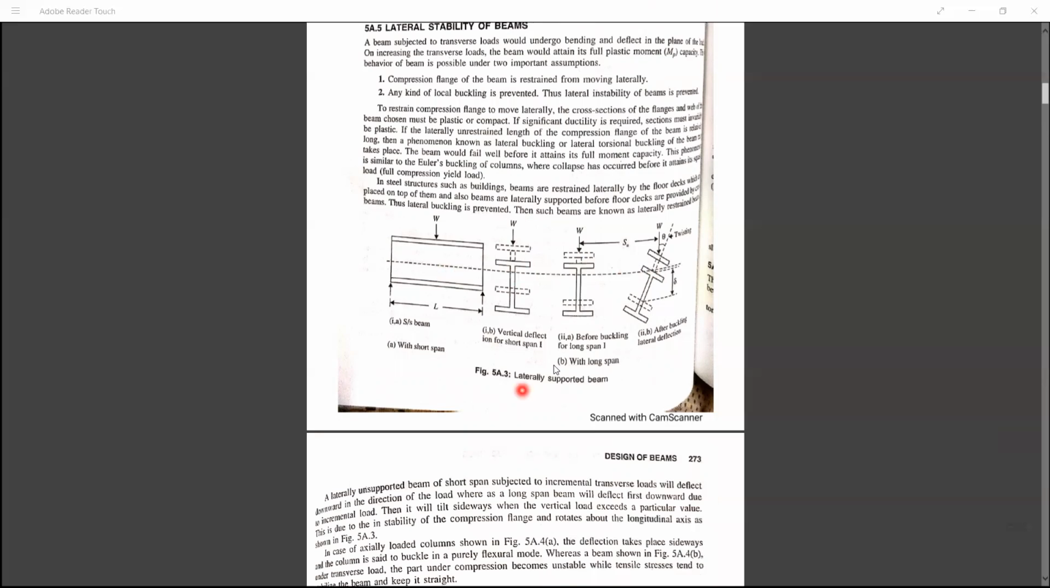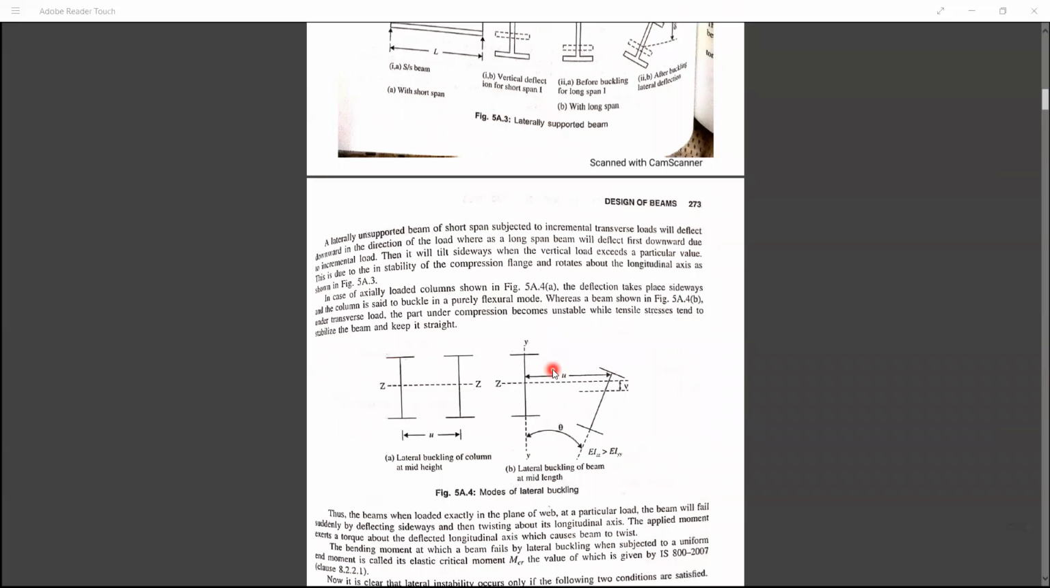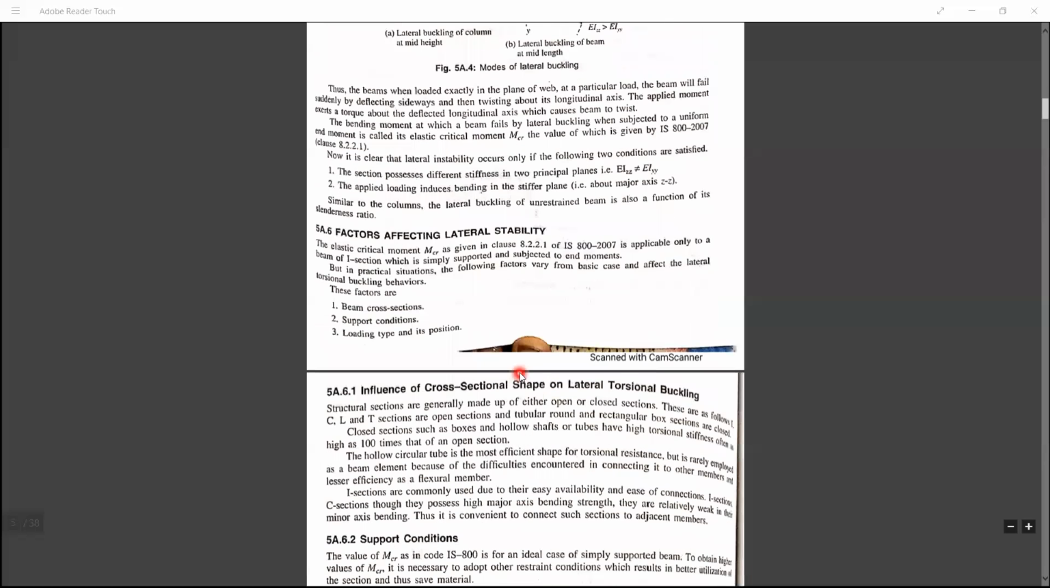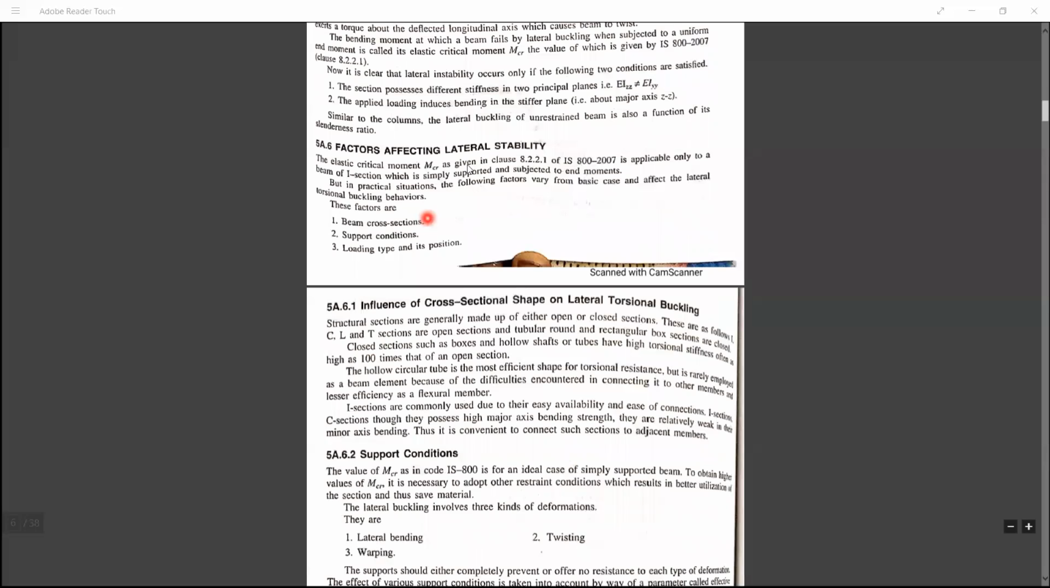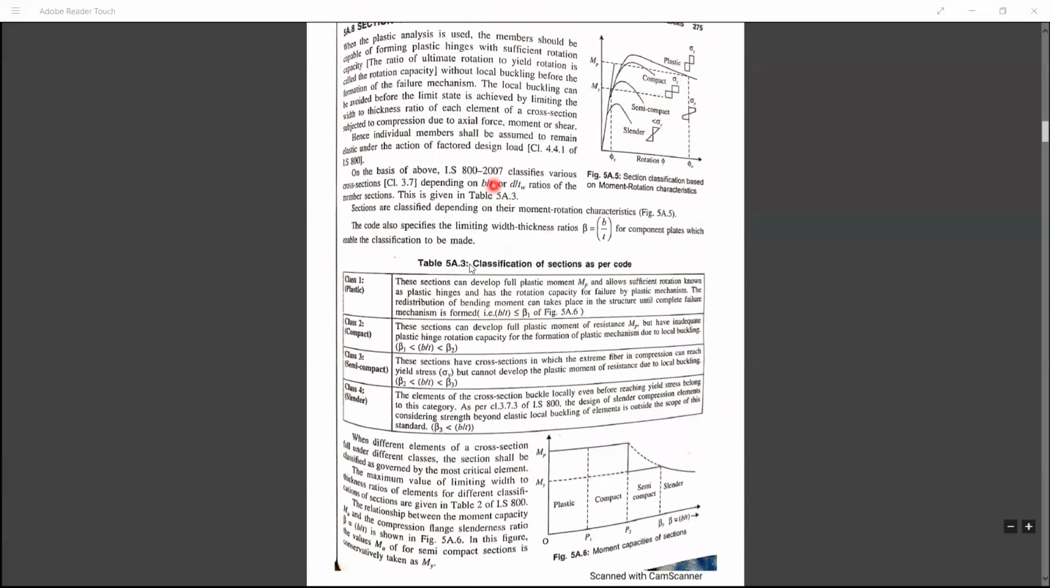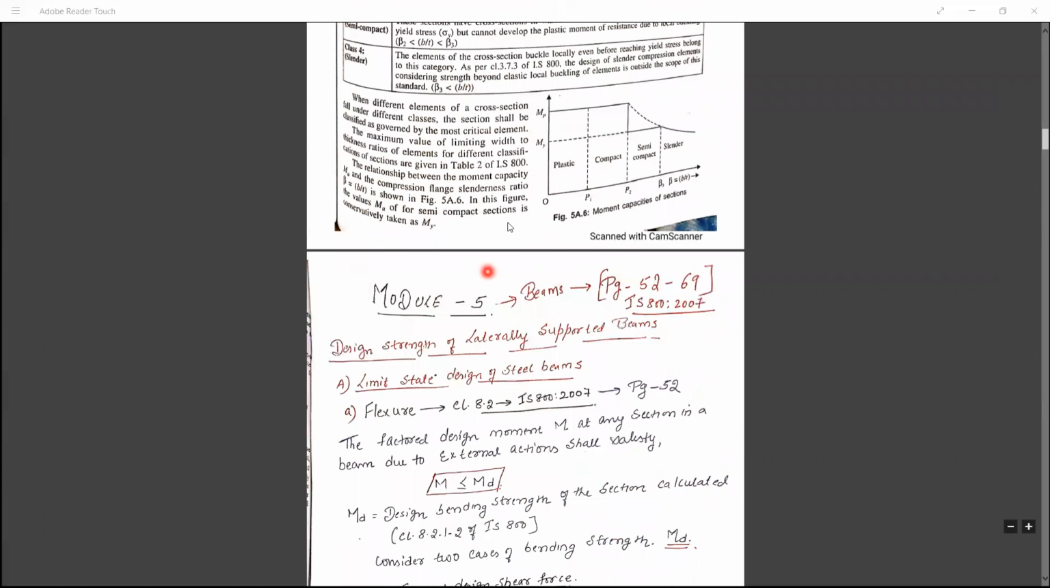During this phenomenon, there are different types of beams like main beams, secondary beams, and wide flange beams. These are all very important factors. These are the factors leading to lateral stability: beam cross section, support conditions, and loading type and its position. Section classification we'll discuss in detail. Now we'll move on to the problems.